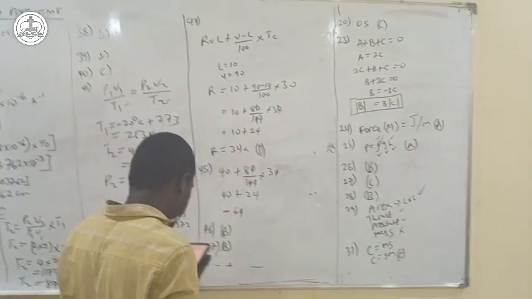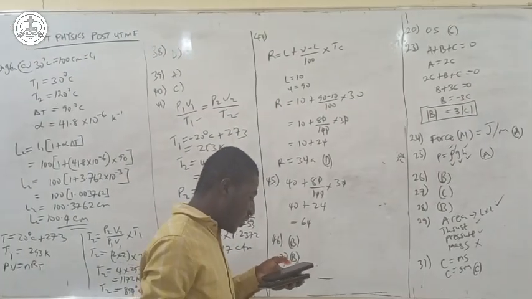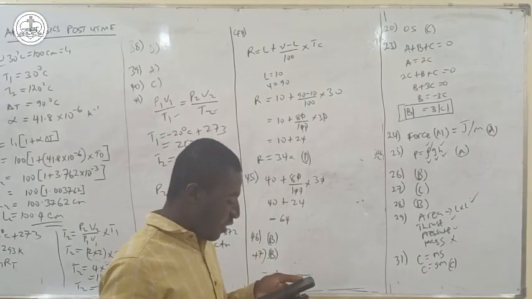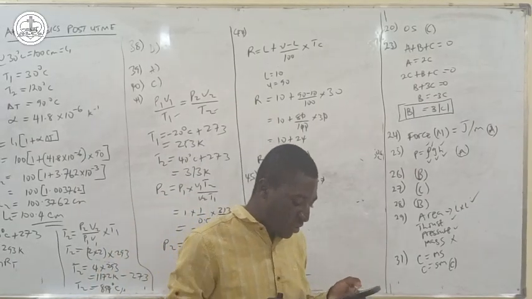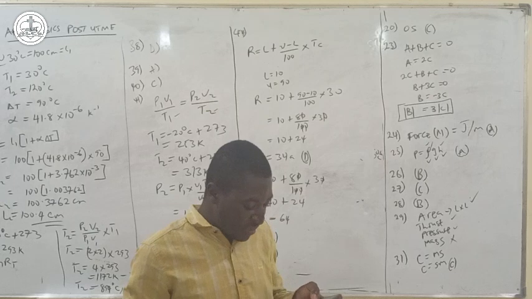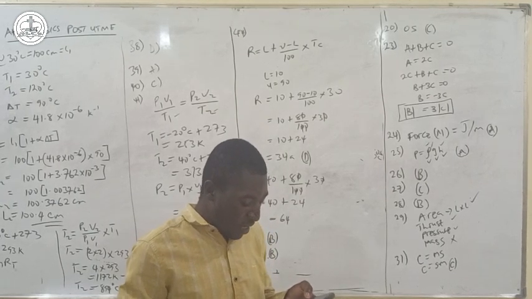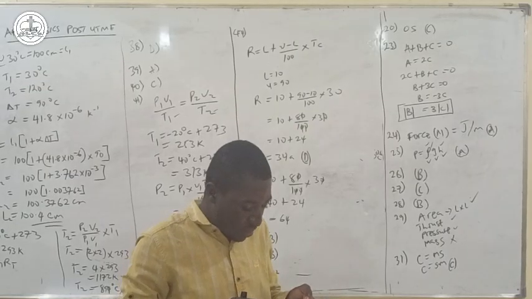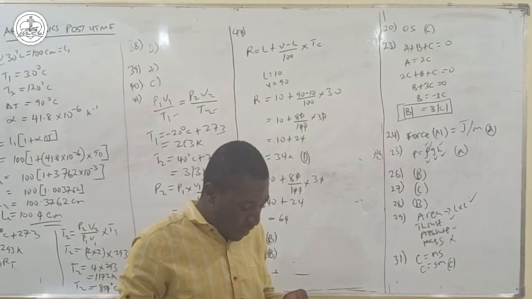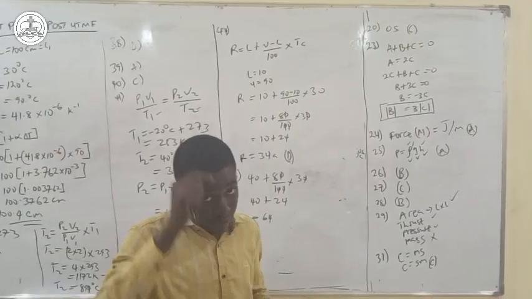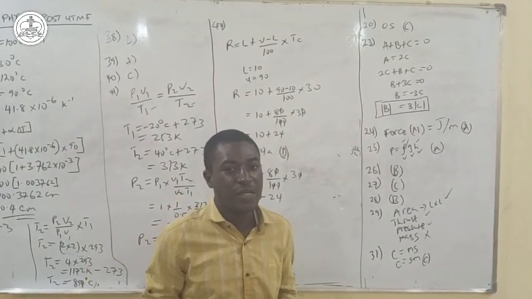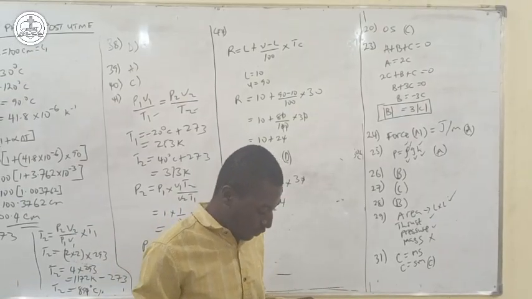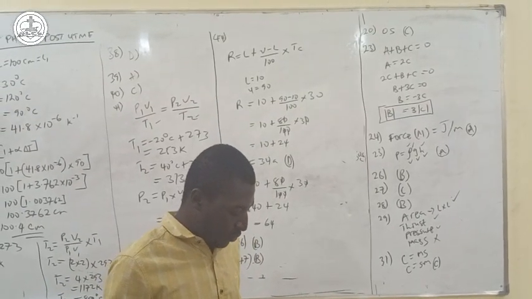48. Water has an anomalous behavior between 0 degree and 4 degrees Celsius. Which of the following is correct? A. Mass of water increases between 0 degree and 4 degree. B. Density of water decreases between 0 degree and 4 degree. C. Volume of water increases between 0 and 4. D. Volume of water decreases between 0 and 4 degrees. It actually decreases and forms ice. So the volume reduces. So the answer is D.